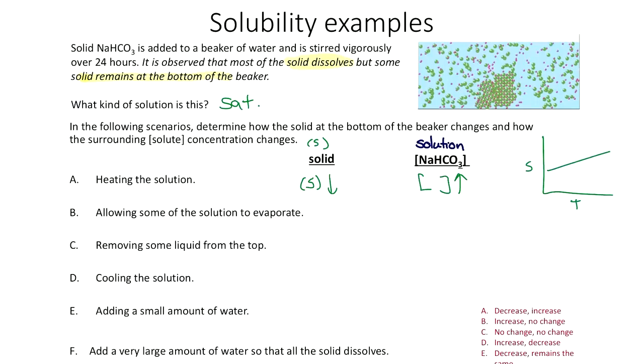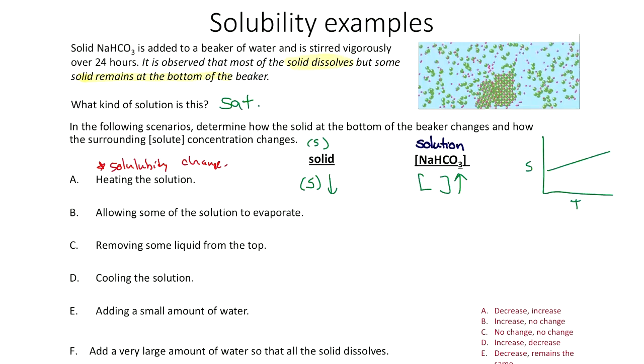Why does this happen? Heating the solution changes what? The solubility. We actually change where we are on this graph. And that's the big idea here. We change where we are on this graph, right? So I'm going to write that. Solubility changes. And that is why the concentration of our surrounding solute changes, because we change the maximum water can hold.